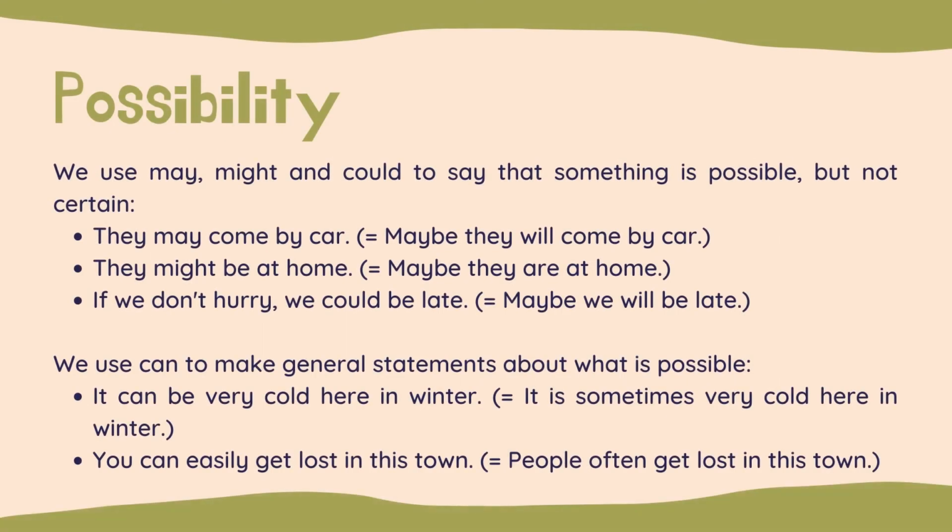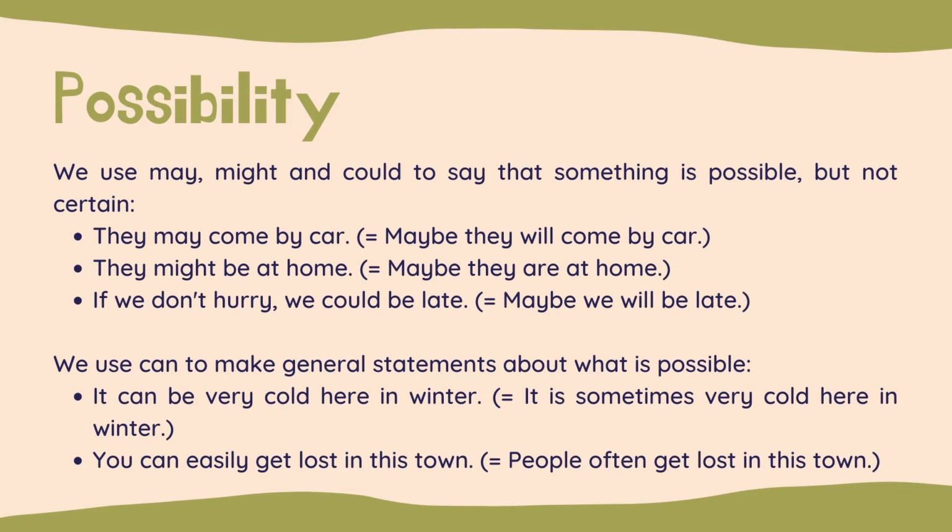Possibility. We use may, might, and could to say that something is possible but not certain. They may come by car. Maybe they will come by car. They might be at home. Maybe they are at home. If we don't hurry, we could be late. Maybe we will be late.